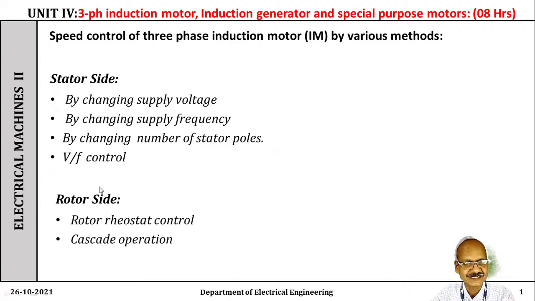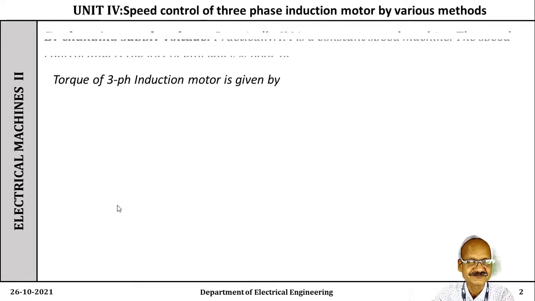Also, on the rotor side, there are the rotor rheostat control, which is just like a rotor resistance starter used for the slip ring induction motor, and cascade operations. Now see, the stator side methods can be used for squirrel cage motor speed control, and the rotor side methods are only used on slip ring induction motors. Okay. Now let us see one by one, starting with changing the supply voltage.